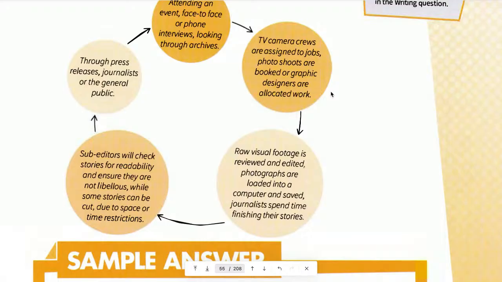So you see, even from the diagram, they try to avoid using the same words, right? Why don't they just write TV camera crews are side jobs, photo shoots are side jobs, or graphic designers are side jobs? They don't want to do that, right? So instead, they say TV camera crews are side jobs, photo shoots are booked, or graphic designers are allocated work. Actually, they have quite a similar meaning, that those people are given jobs. That's it.